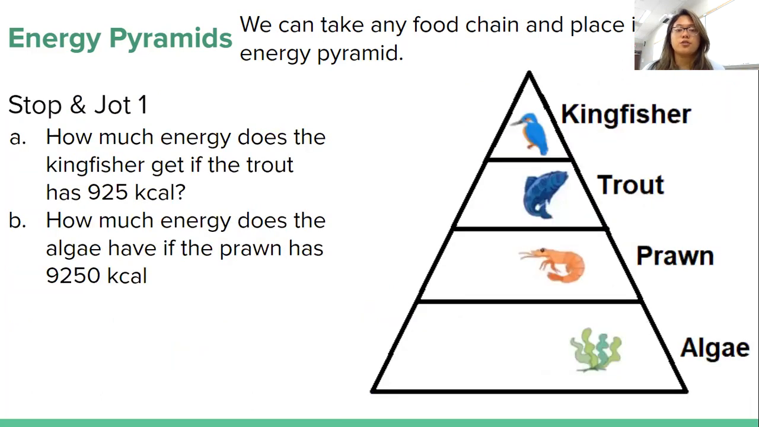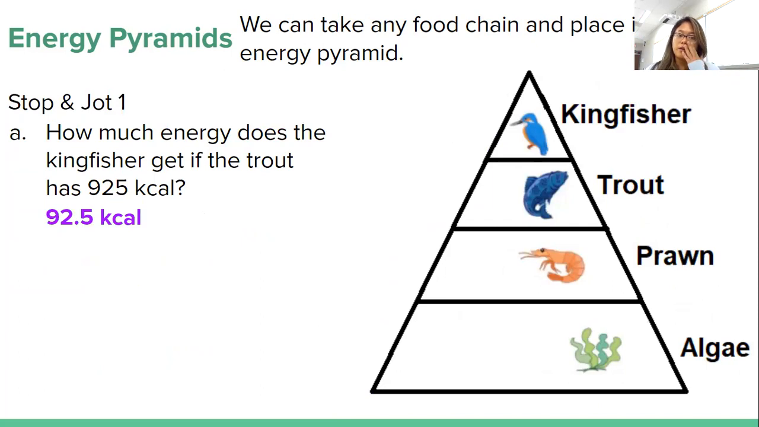So go ahead and answer these two stop and drop questions. How much energy does the kingfisher get if the trout has 925 kilocalories? And how much energy does the algae have if the prawn has 9,250 kilocalories?